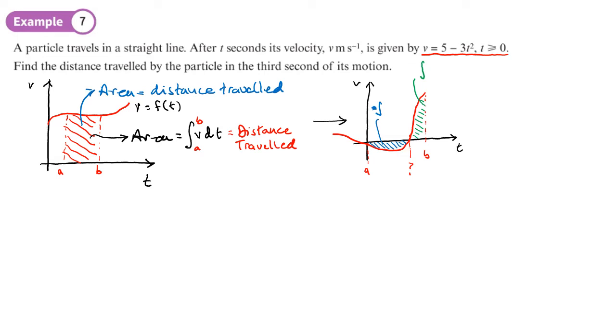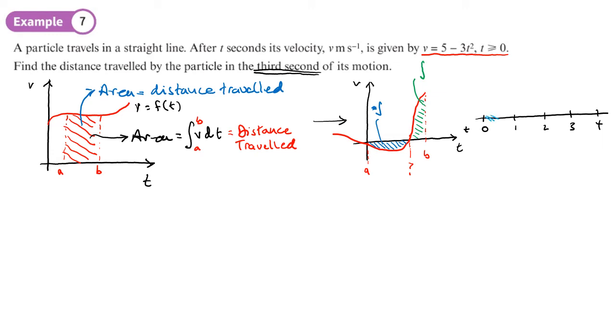And then the second thing is it says here the distance travelled by the particle, so not the displacement, in the third second of its motion. Now, let's think about this travelling along in this straight line. So here is the time, 0 seconds, 1 second, 2 seconds, 3 seconds, 4 seconds, and so on. We need to understand what it means by its third second.